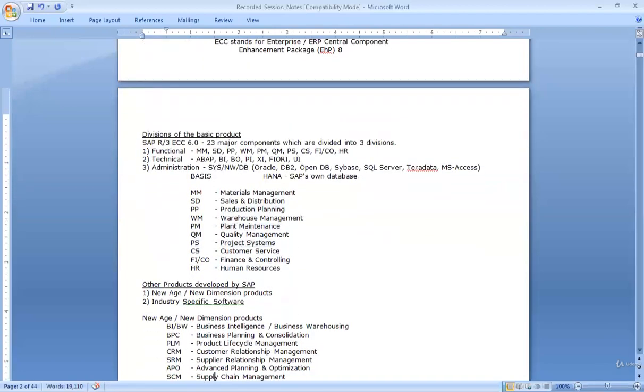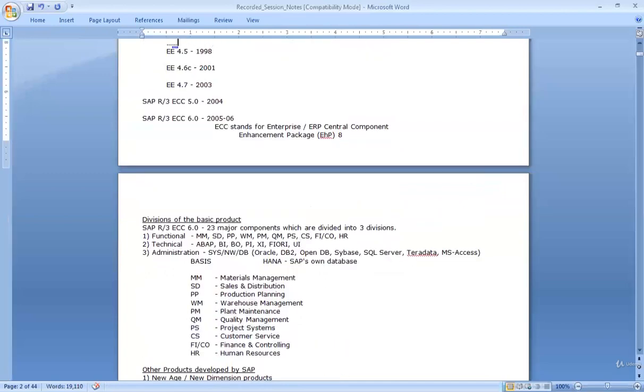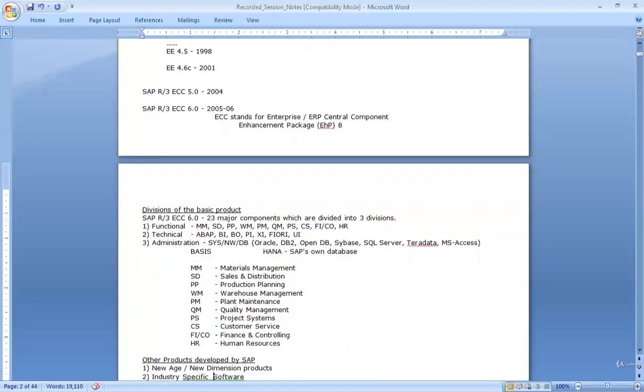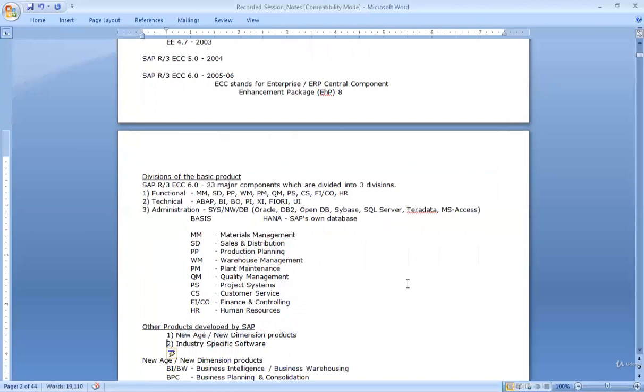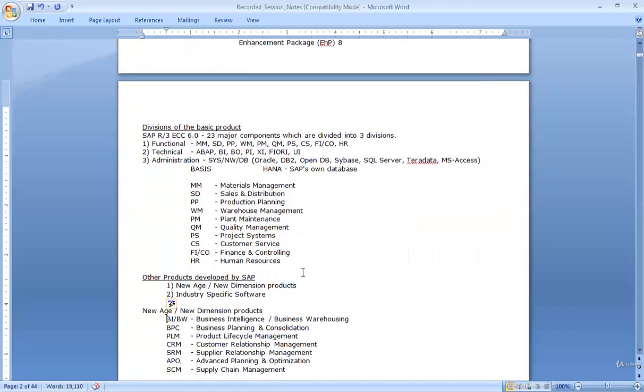The other products developed by SAP, there are definitely other products which are developed by SAP. Since any company cannot just depend on basically one product. So these other products developed by SAP are broadly divided into two types or two categories: new age, new dimension products and industry specific software. Now, the new age, new dimension products include products like BI/BW, BPC, PLM, CRM, SRM, APO, SEM, and other such products.